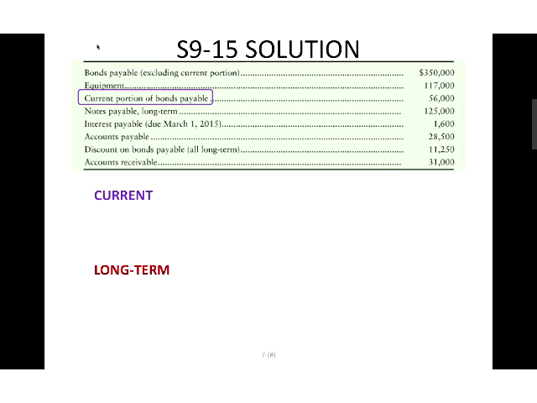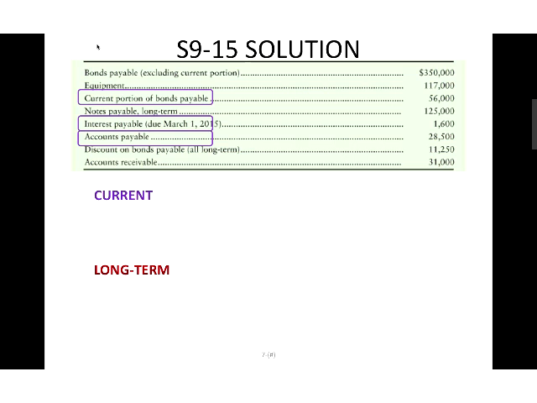That is a current liability because our balance sheet date is December 31st, 2014. Current means within a year, so this would be within a year. Accounts payable is always going to be a current liability. Discount on bonds payable, all long-term, so that's not current. Accounts receivable is an asset. It's what we're due from our customers, so it's not even on the liability section. So what I've circled, those three accounts, are our current liabilities.